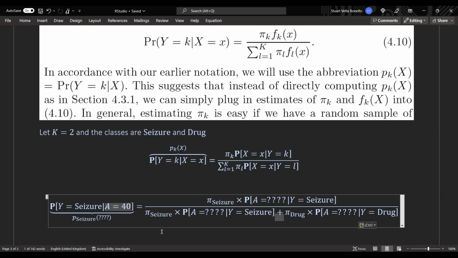Now, we're going to rely on Bayes' theorem, but to do that we need to know probabilities like these two: the probability that age is this given seizure, and the probability that age is this given drug overdose.